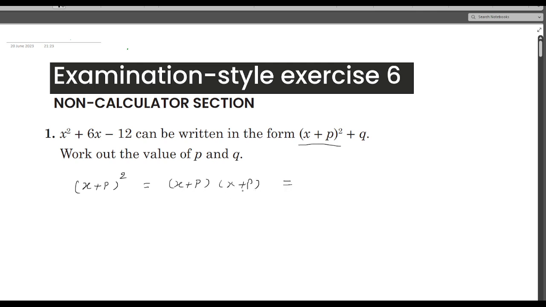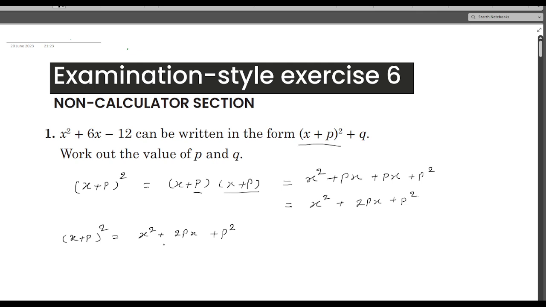So x multiplied with x plus p will give you x square plus px, and then p multiplied by x plus p will give you px plus p square. So it is x square plus 2px plus p square. Now (x plus p) the whole square, we got result as x square plus 2px plus p square.